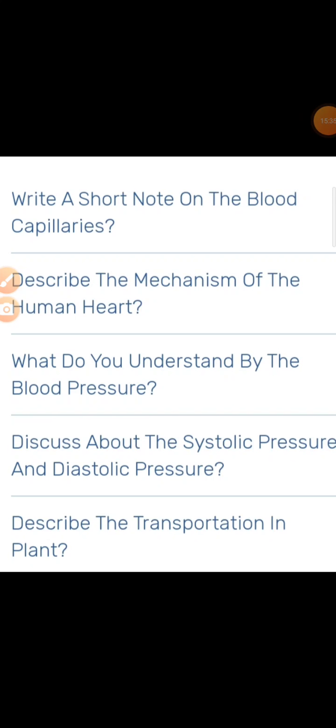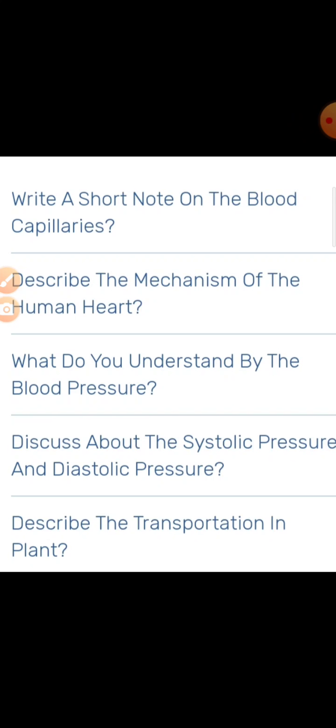Next question, describe the mechanism of the human heart. So about the heart you have to write its mechanism, what it pumps, its parts. All this you have to mention in this answer. Blood flows from where to where, both about the oxygenated and the deoxygenated blood.